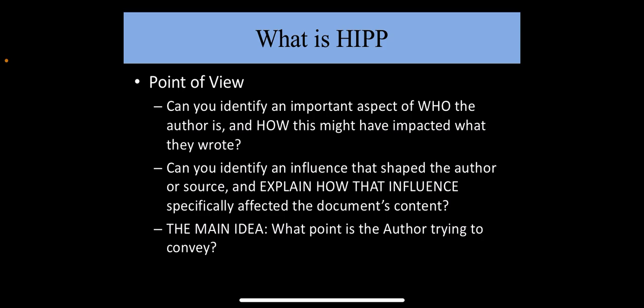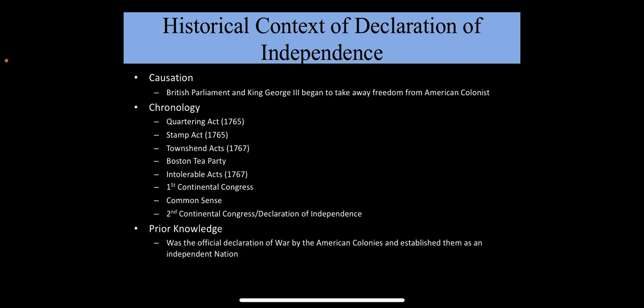So we're going to look at the HIPP of the Declaration of Independence. First thing we're going to look at is the historical context. Well, causation: British Parliament and King George III began to take away freedoms from the American colonists. So I simply identify what caused the colonists to write the Declaration of Independence. Okay? Chronology. Well, I have a clear line of facts. You have the Quartering Act, the Stamp Act, the Townshend Act, the Boston Tea Party, Intolerable Acts, First Continental Congress, and their Olive Branch Treaty.